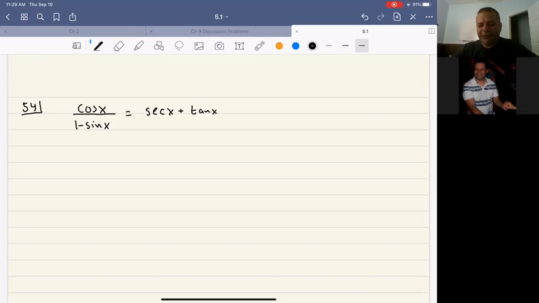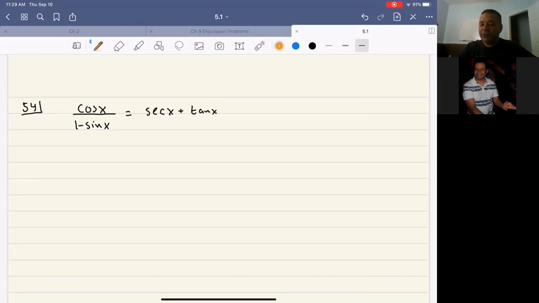Okay, so now this one, kind of hard to tell which side is simpler. I'm gonna go ahead, I just have this predisposition, I use the left-hand side first. And the reason is, no reason really.